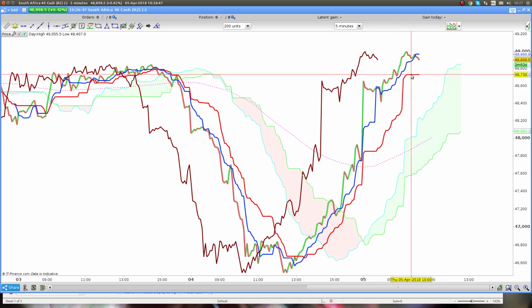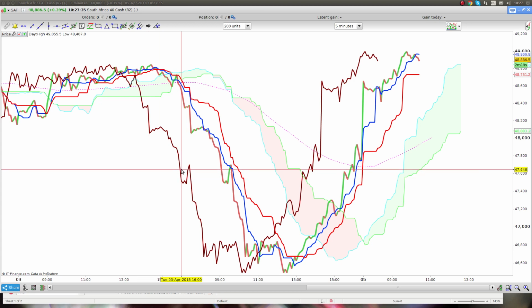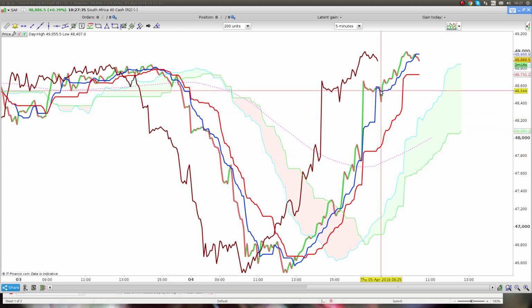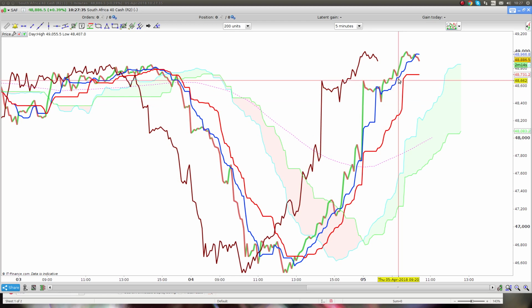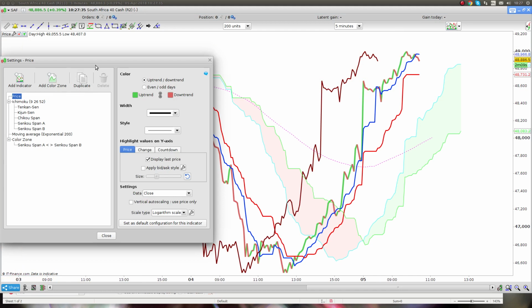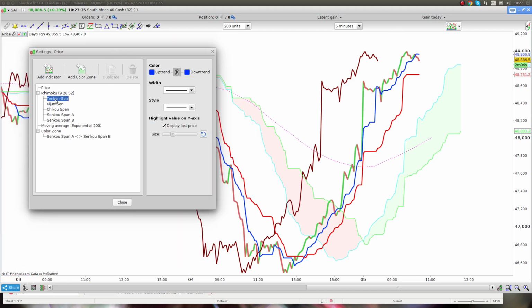Sorry. So basically you've got two extra lines here, the blue line and your red line. If you come in here, you'll see the blue line is Tenkan-sen. You've got Kijun-sen, which is your red line. And we've spoken about Chikou span, and then the cloud is made up of two moving averages as well.